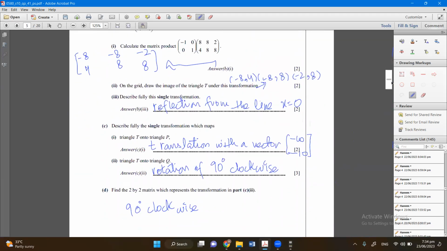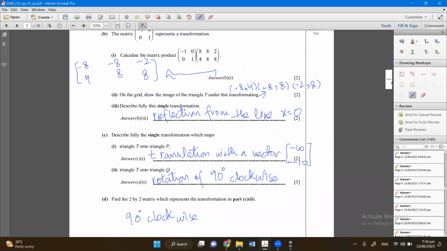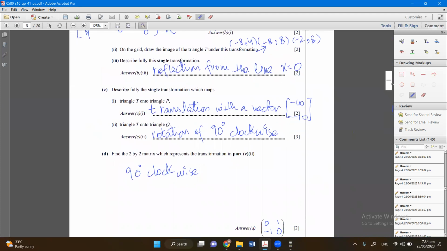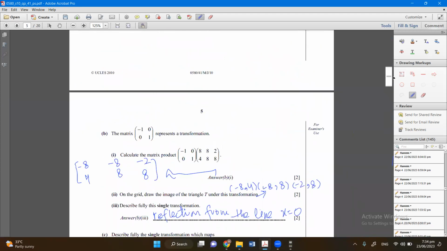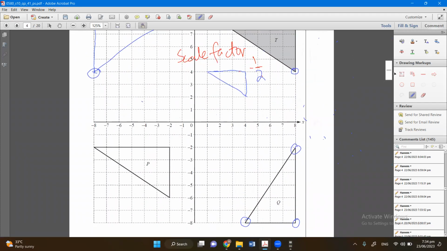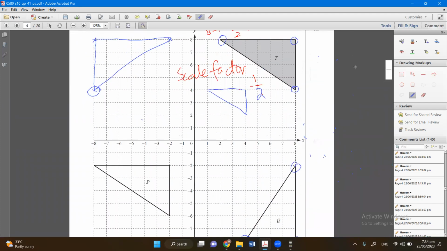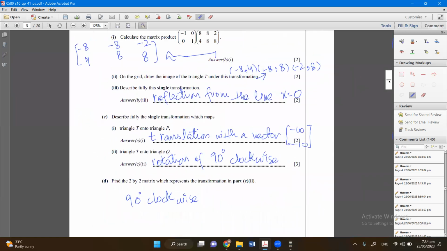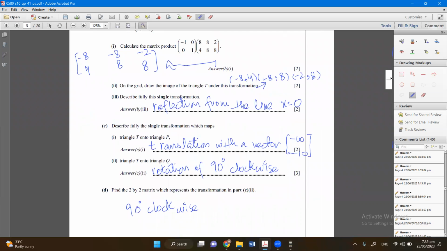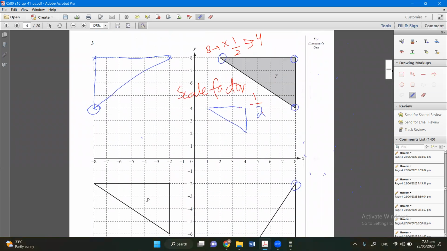Now coming towards the part C, describe fully the single transformation with maps. Now they are asking us that you have to describe the transformation, what is happening, which maps triangle T onto triangle E. It means they are saying that if I map triangle T onto triangle P, they're asking this, that if I map triangle T onto triangle B, what basically is happening.